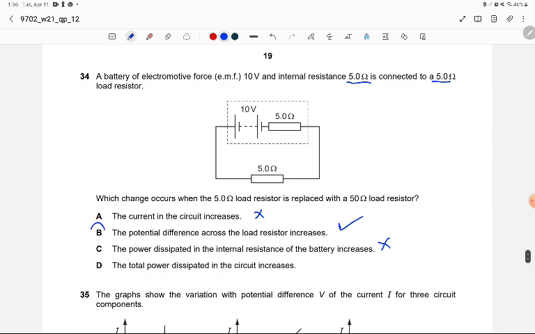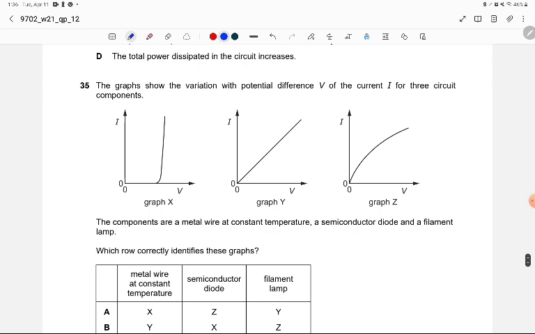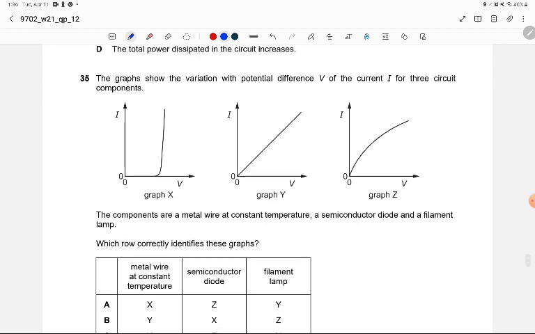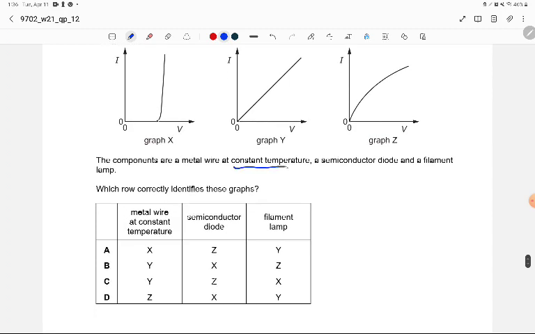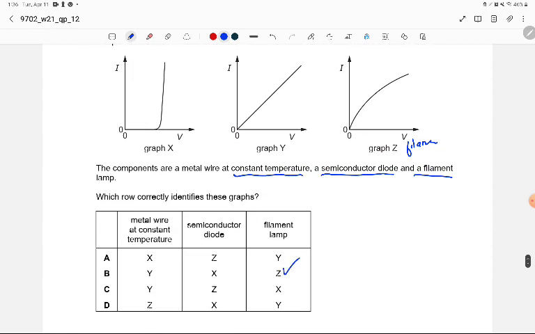The graph shows how the variation with potential difference V of the current I for 3 circuit components. The components are a metal wire at constant temperature, a semiconductor diode, and a filament lamp. This is for the filament lamp. Z must be a filament lamp. And so obviously this leaves us with one option only. So B is going to be the right answer. This is a fixed resistor. And this is a diode basically.